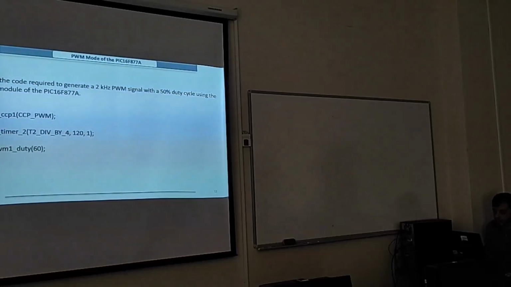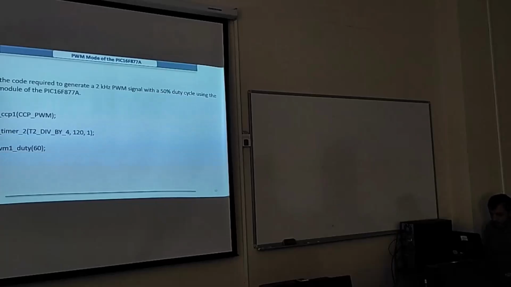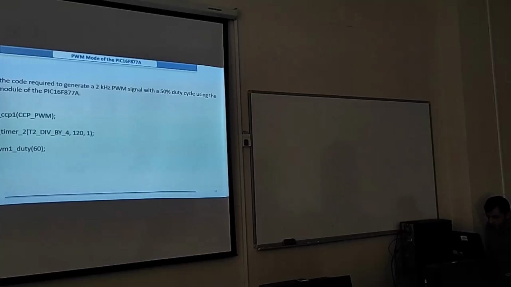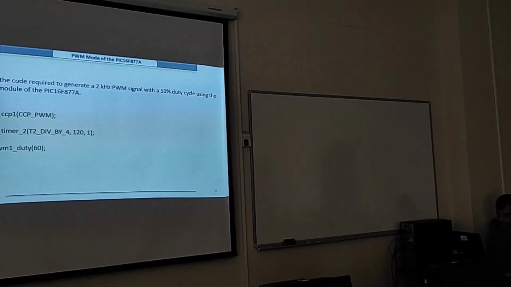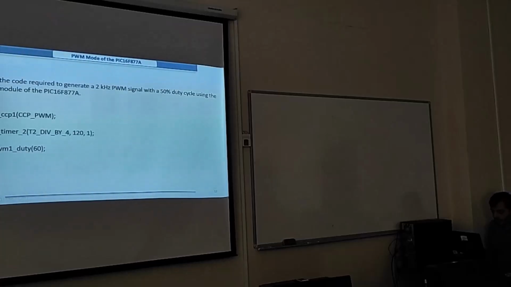Finally, here we see an example code that produces a PWM signal with 50% duty cycle at 2 kHz. We enable CCP1 in PWM mode using the code in the first line, configure timer 2, and then the code expression in the last line generates a 50% duty cycle. This allows us to drive the motor at full power.